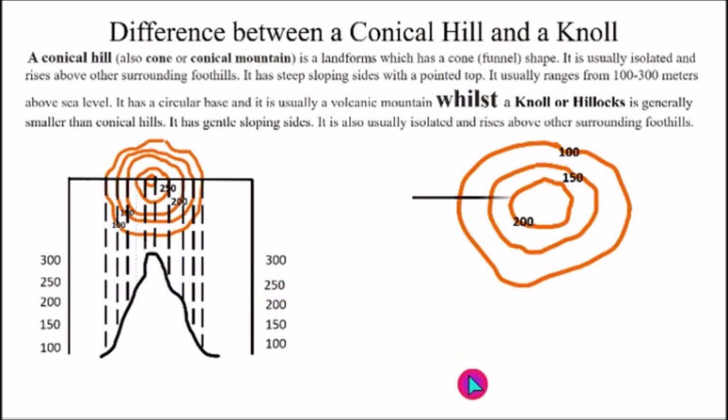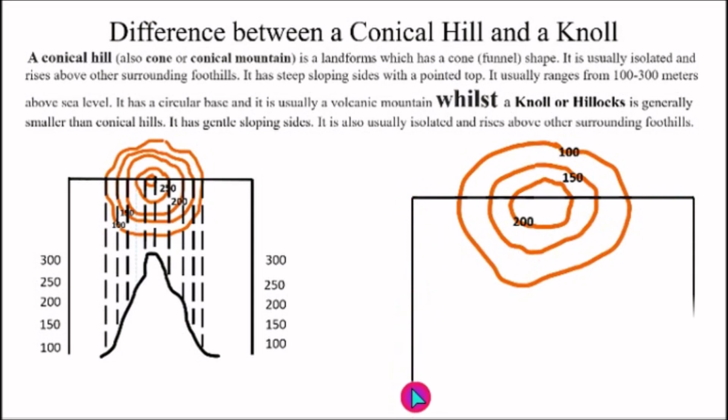Now, let us use cross-section to prove that this contour is a knoll. So as you can see, the horizontal line has been drawn to cut across all the contours. Then the vertical line at the left side, another vertical line at the right side. Then you calibrate it.